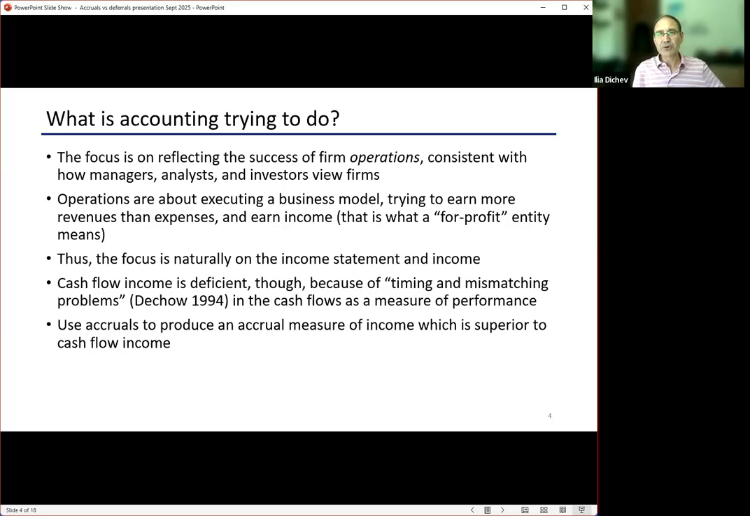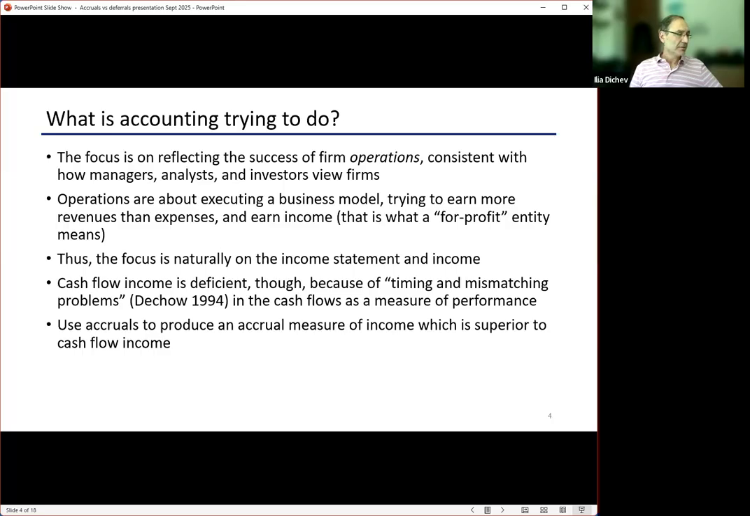And it's not accidental to talk about for-profit entities. We don't talk about for-asset entities. We talk about for-profit entities. This is the key word. So the focus is, if you're going to be thinking about the successful operation, the focus is naturally on the income statement and income, right?